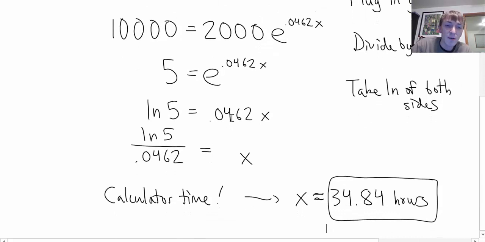Okay, last step is easy. I divide by 0.0462. So now I have x equals ln of 5 over 0.0462, which is the answer if I don't have a calculator. But if I do have a calculator, let's put it in and check that we get x equal to 34.84. So it's saying that it takes that long to increase to 10,000. In other words, it takes that long to increase by a factor of 5.